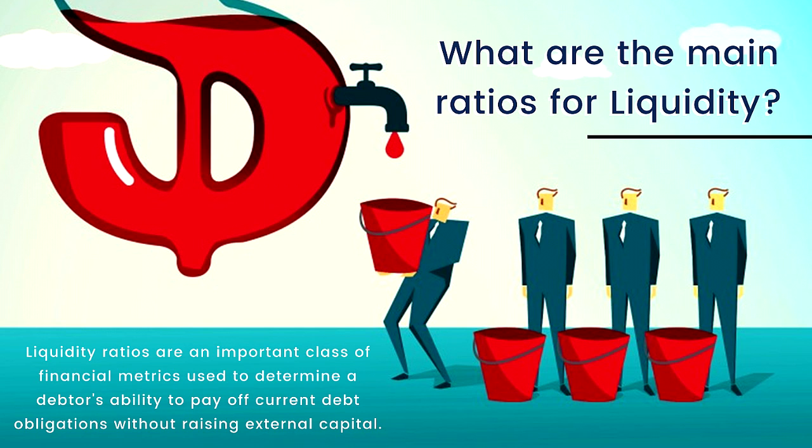Efficiency ratios go hand in hand with profitability ratios. Most often, when companies are efficient with their resources, they become profitable. The main ratios of efficiency are accounts receivable turnover ratio and assets turnover ratio.